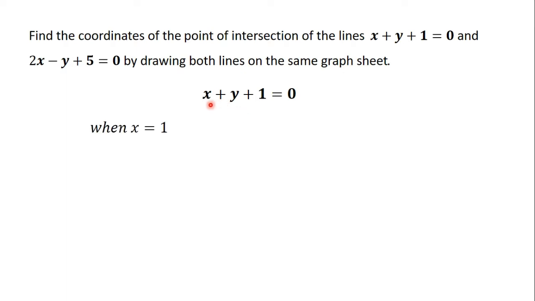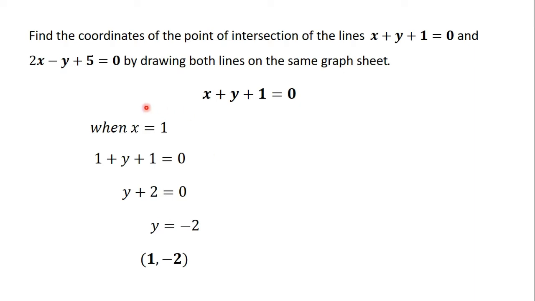So for example, for the first point, let's assume that x is equal to 1. Now we want the y coordinate, so we substitute x is equal to 1 into this equation. When x is equal to 1, we have 1 plus y plus 1 is equal to 0. 1 plus 1 gives us 2, so we have y plus 2 is equal to 0, and this will give us y is equal to negative 2. That means that for the first point, when x is equal to 1, y is equal to negative 2. So the coordinates of the first point is 1, negative 2.